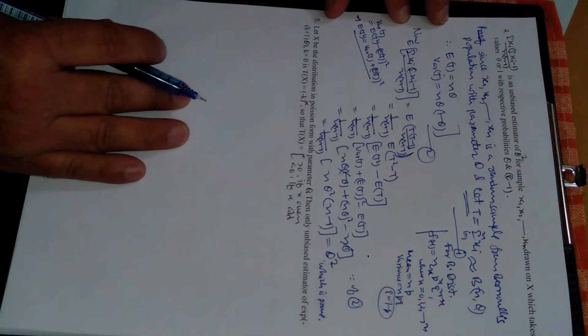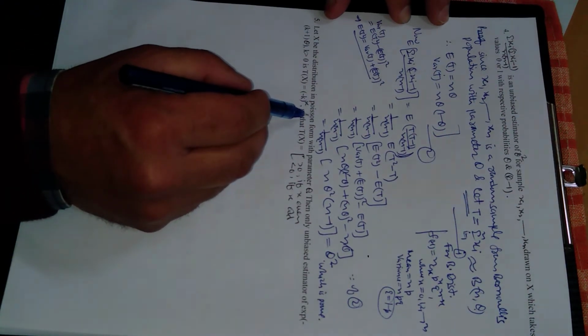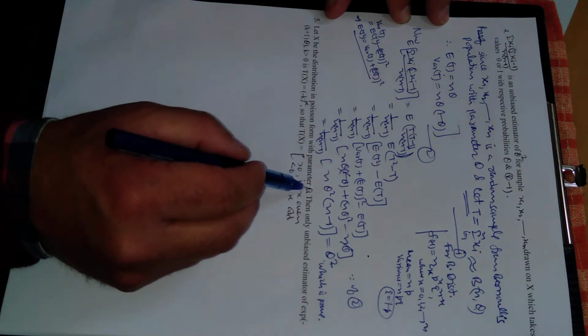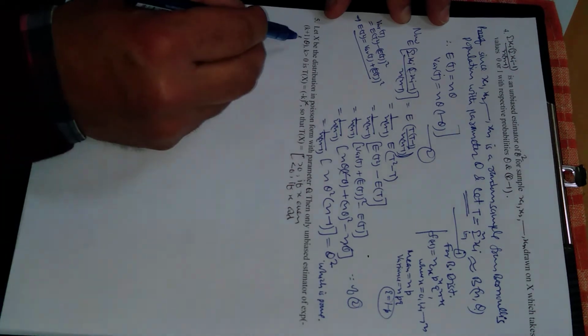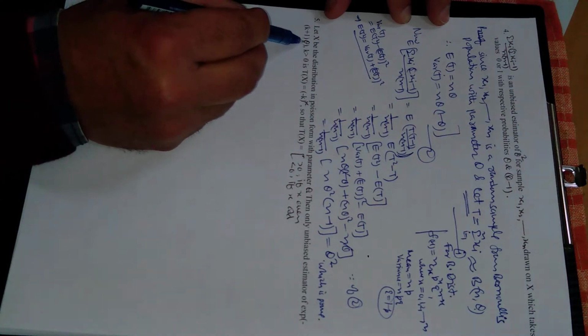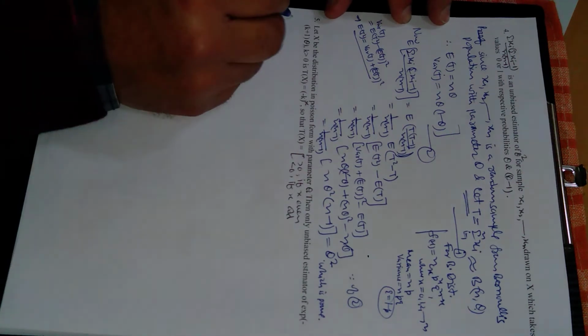Finally, the last example. Let X be a Poisson distribution, in which the random variable is discrete, with parameter theta. Then the only unbiased estimator of e raised to power minus (k plus 1) into theta is Tx, right? This is what we want to prove.